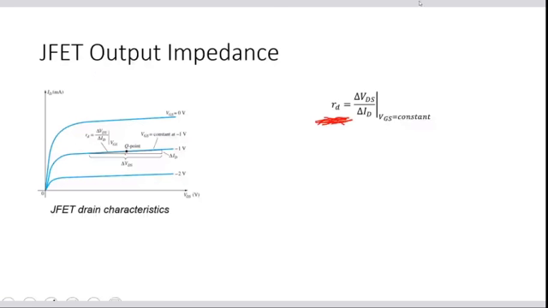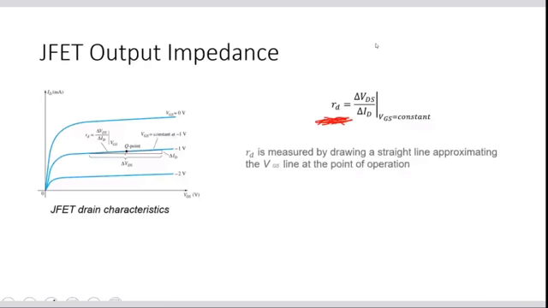And you just draw a line around that Q point, and correspondingly you draw a ID for the corresponding line. So take the length of those two lines and substitute in the place of RD to get the value of RD. Okay, that is the output impedance.